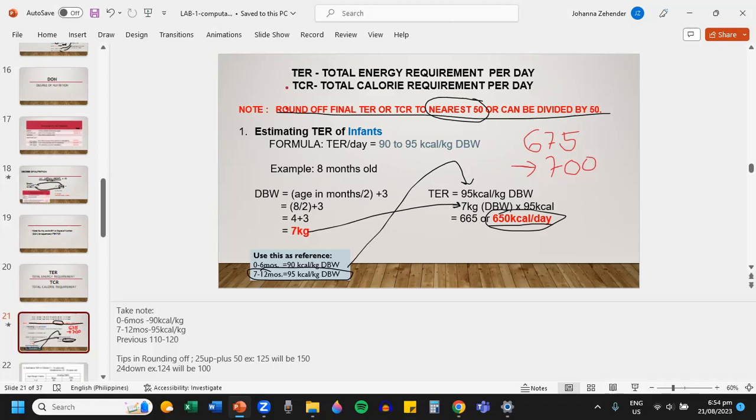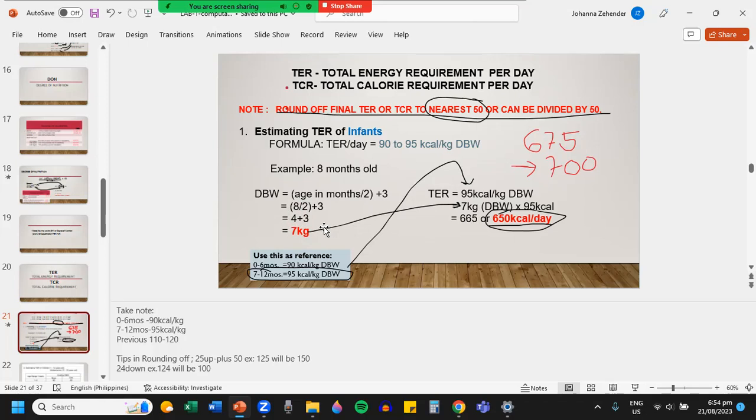to compute for the kcal per day. For example, a baby that's 8 months old. We are first going to compute for the desirable body weight. So again, 8 months: 8 divided by 2, plus 3. 8 divided by 2 is equal to 4, and then plus 3 would give you a desirable body weight of 7 kilograms.